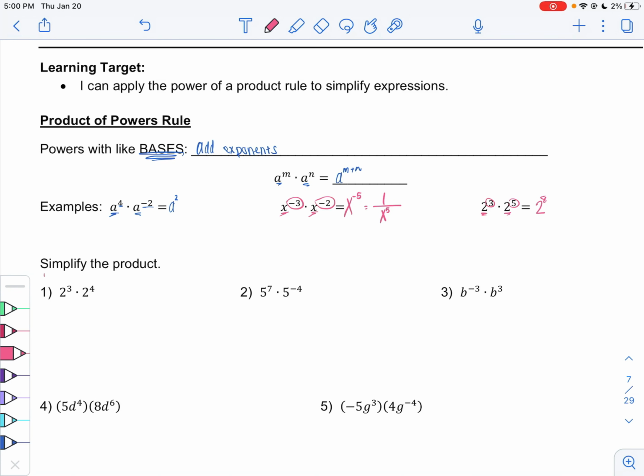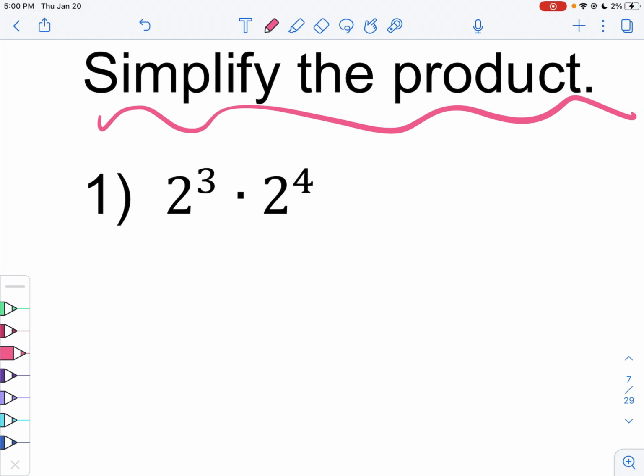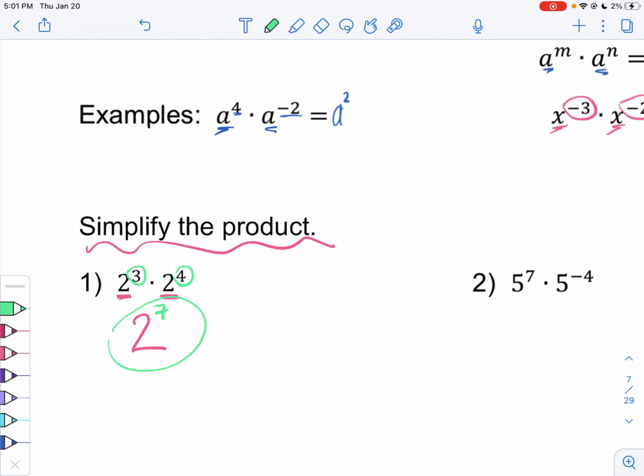Okay, so this asks us to simplify the product. So we have, again, like bases. When we have like bases and we are multiplying, we add those exponents because I'm going to have 2 three times, then I'm going to have 2 four times. Well, if I have 3 times and 4 times, that's going to be 7 times. So 2 to the 7th power, and if you want, you can actually find 2 times 2 times 2 times 2 times 2 times 2 times 2, but we're just going to leave it like that for now.